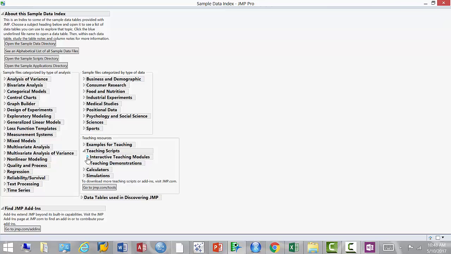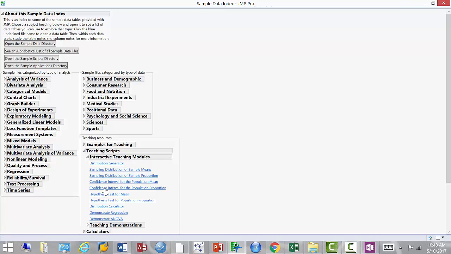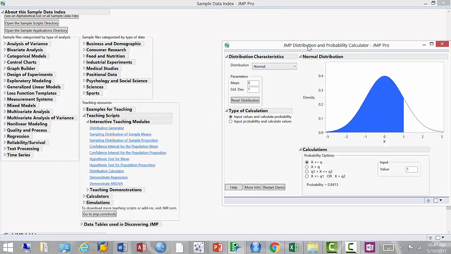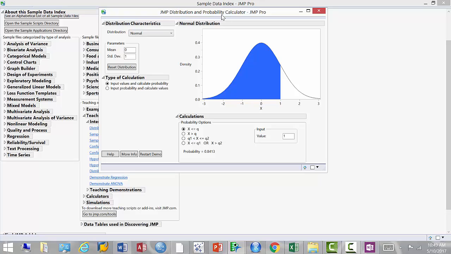So let's see if they really updated JMP yesterday. If you expand that, there is a lot of different options, right? And one of them says distribution calculator. You find it? Distribution calculator. So go ahead and open it up, and it gives you immediately that. Okay, so it starts with normal distribution. We're actually going to talk about normal distribution later on today.